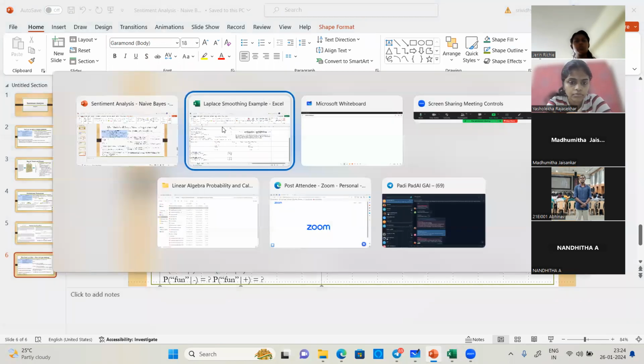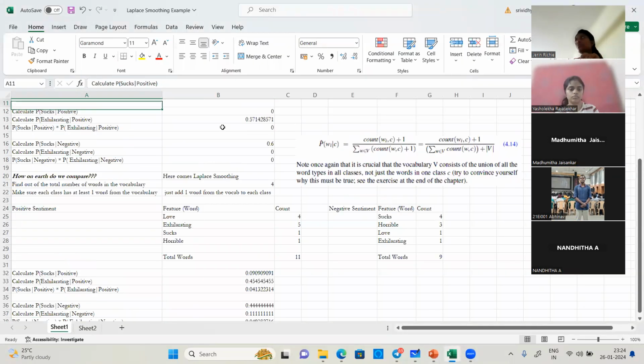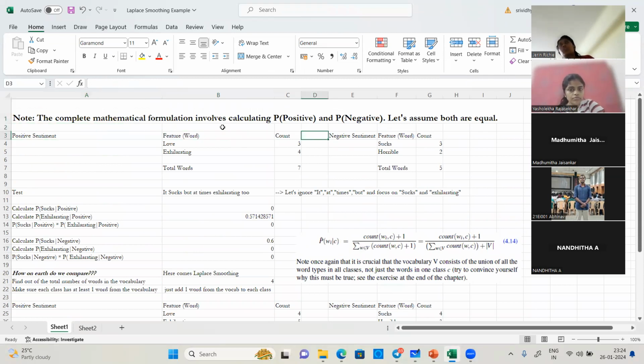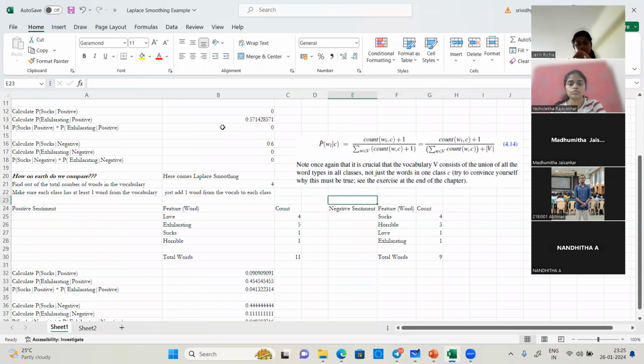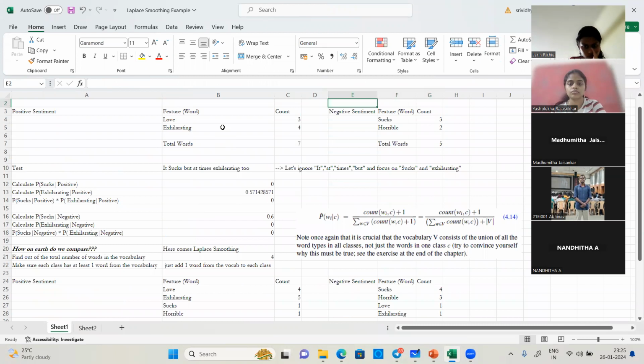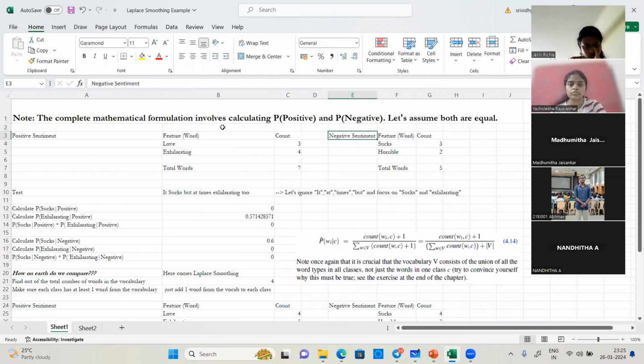So let's go back to that Excel just to understand. So what do we do? Okay, we're talking of negative sentiment, right? Let's say some negative sentiment. Figure out the words, their count, get the total number of words. Of course, this does not assume Laplace smoothing. So what did we do? To do Laplace smoothing, we added one word each from the vocabulary to each class. Correct? Let's understand. That's what we did. We added one word each from the vocabulary to each class, and then we determined the probability.